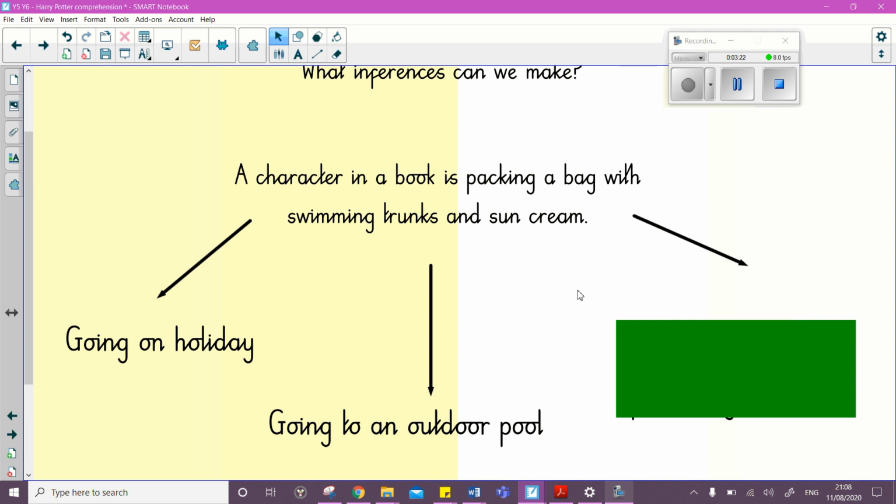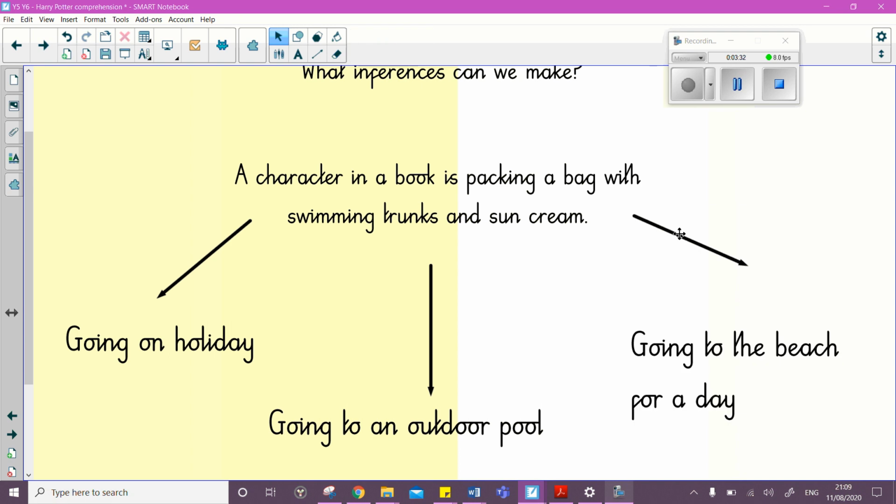And the reason I've been very specific and said an outdoor pool is because they've said that they're taking sun cream. If it was an indoor pool, they wouldn't need to be putting sun cream on. The third inference I could make is possibly that they're going to the beach for a day. Again, like the outdoor pool, they're not packing a suitcase, they're only packing a bag, so they don't need that much in there. So one pair of swimming trunks and a bit of sun cream would be adequate for a day at the beach.